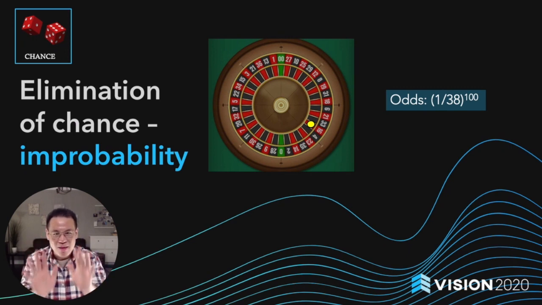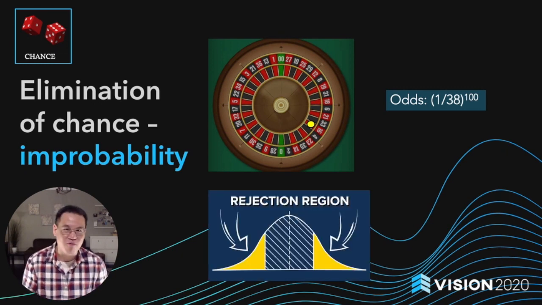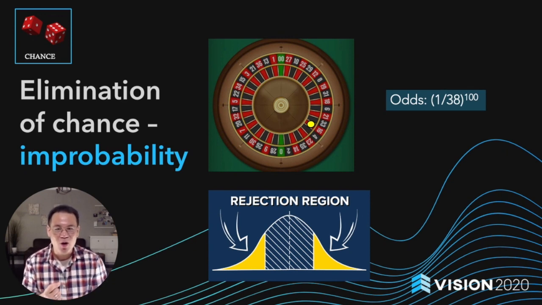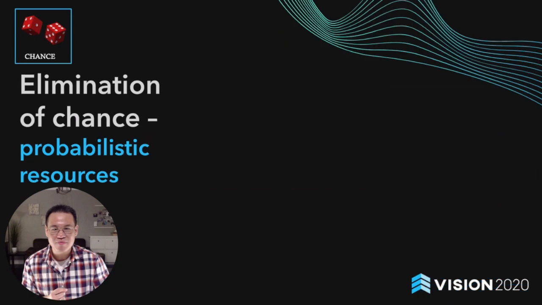And so we can say we eliminate chance when a series of events happens that deviates too greatly from the expected statistical distribution. If you think about all the possibilities of the roulette on a bell curve, to win 100 times is what we call the rejection region, where if an event falls, you can eliminate chance as an option. And we call this improbability.